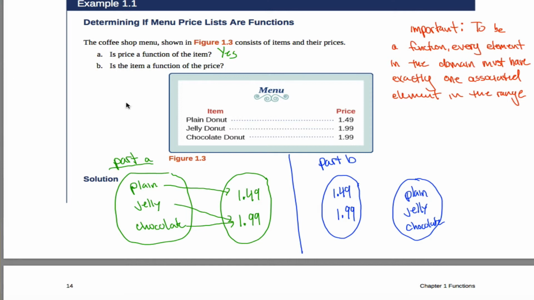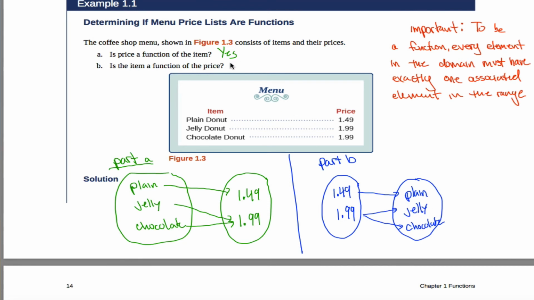However, in part B, when it asks me is the item a function of price, what's going on here is the price is now the domain and the item is the range. And for $1.49, I can get a plain donut. And for $1.99, I can either get a jelly donut or a chocolate donut. This is bad. Right? This violates this criteria up here. Down here, I have a single element in the domain, namely $1.99, that's associated with two different elements in the range, jelly donut and chocolate donut.